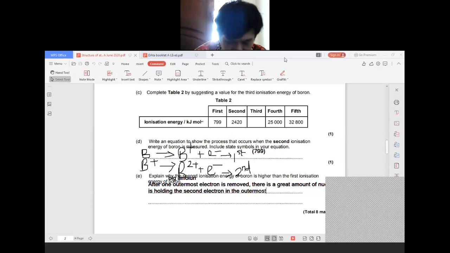And then what is happening? What is happening is that it makes the second ionization energy bigger than the first.